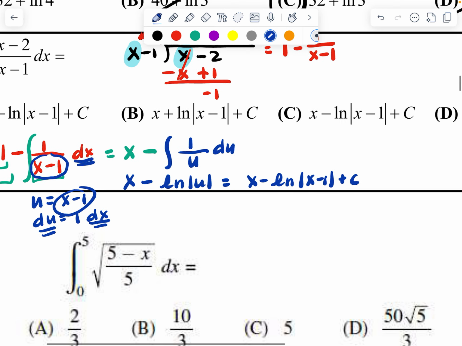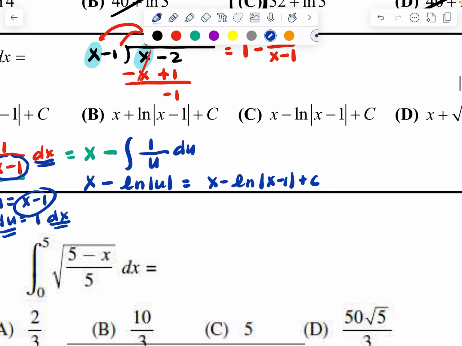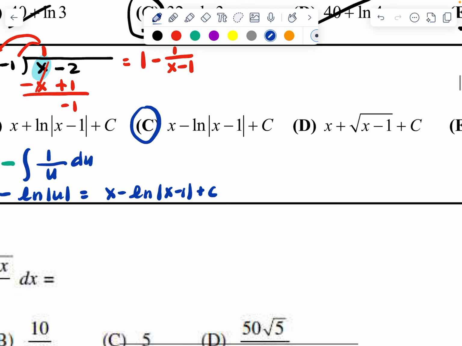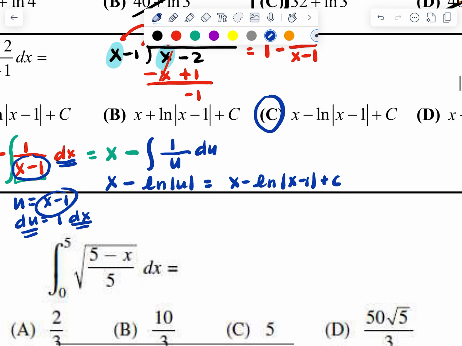So we've got, let's see, that looks like C to me, does it not? Yep, it's C. All right.